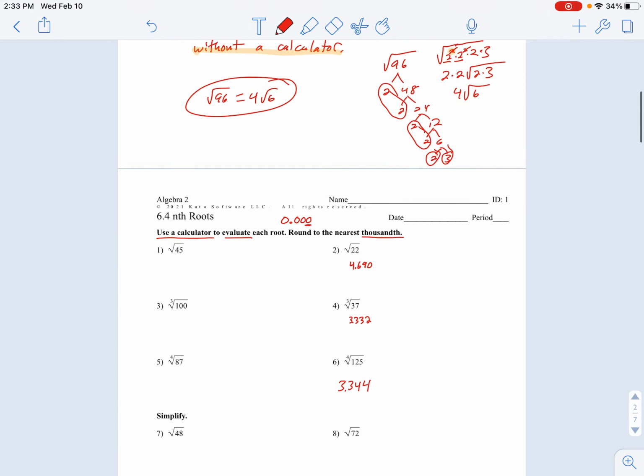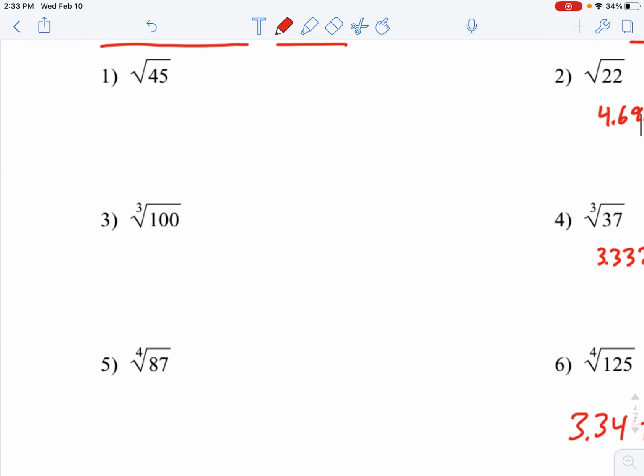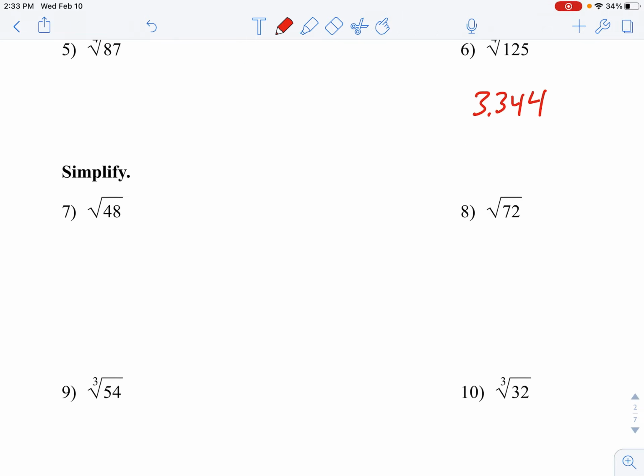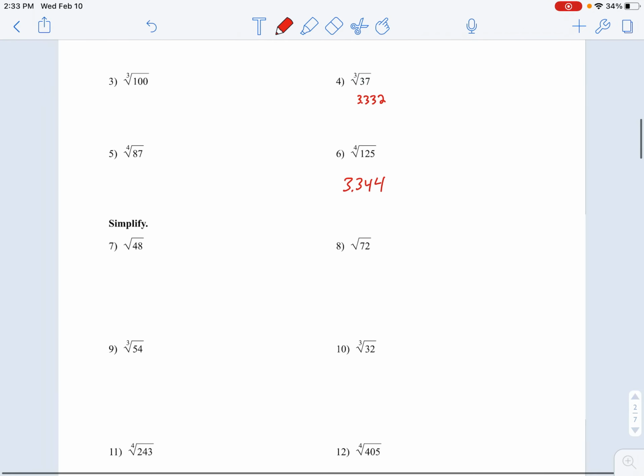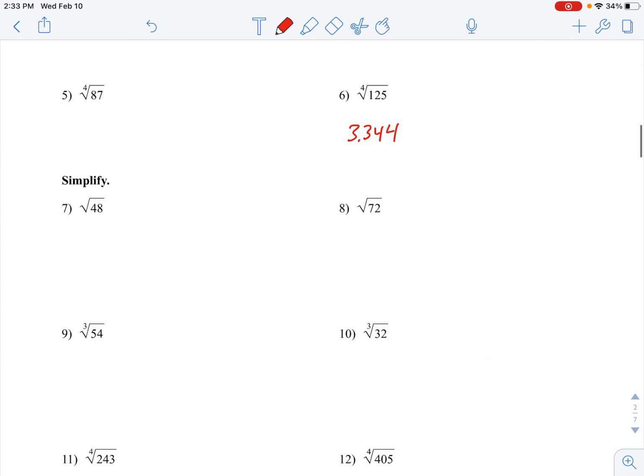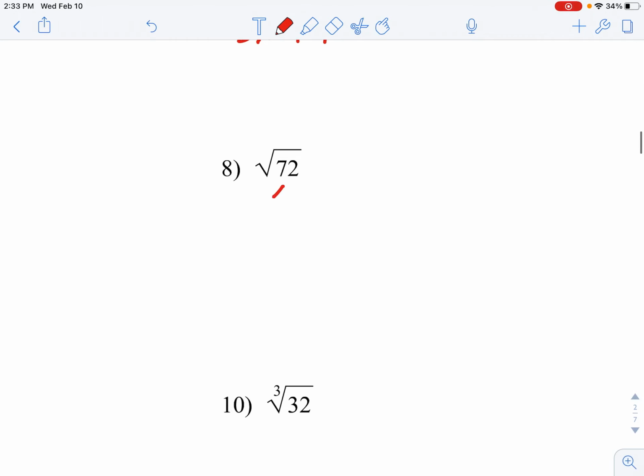Okay, now what did I do? I got rid of the calculator. Yes, you're going to use a calculator on 1, 3, and 5. But from here on out, it's simplify. So number 7 and 8 are kind of a review, a throwback to what I did here. And for that, I'm going to use the factor tree.